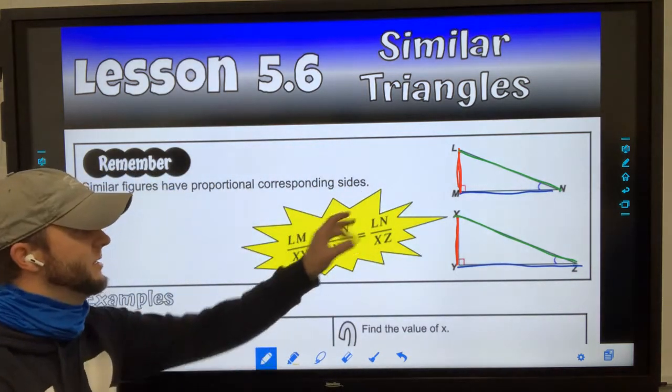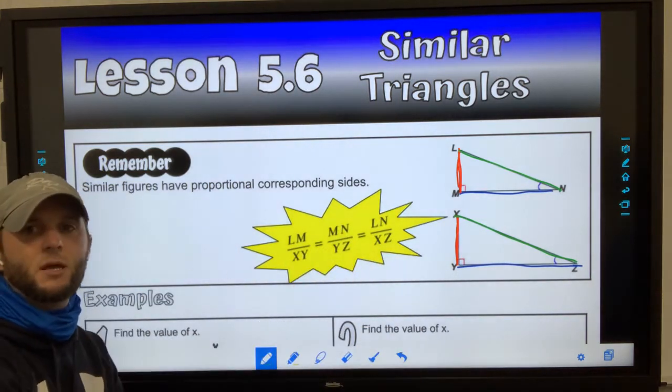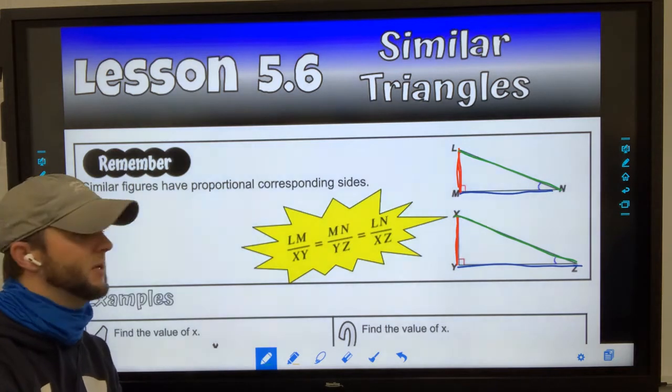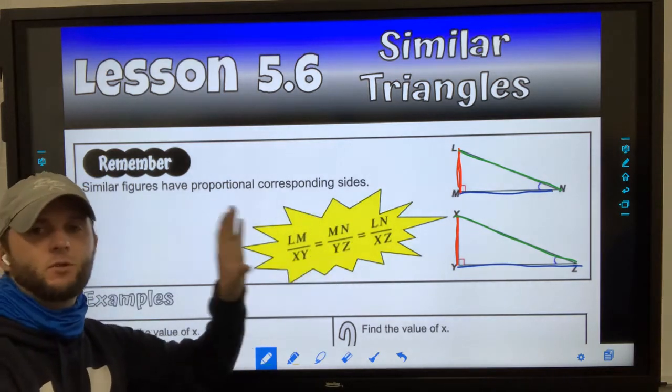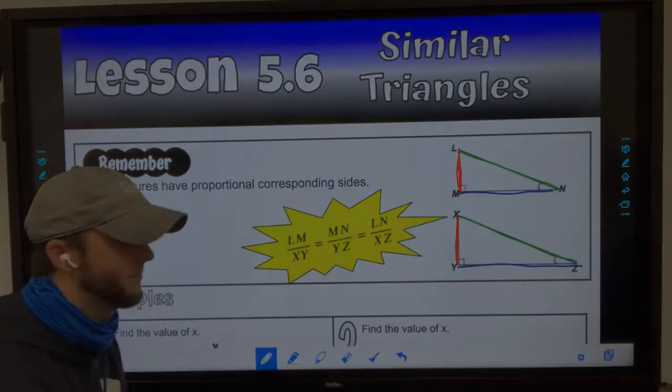So we can use these fractions or ratios to create an equal proportion, cross multiply, and solve for problems. Let's take this, something we've looked at before, and apply it to our examples to see how it works.